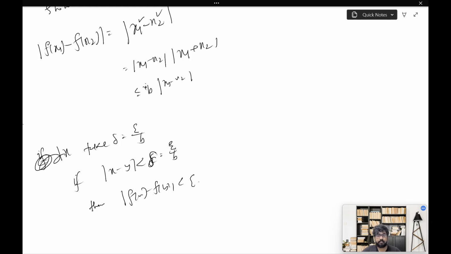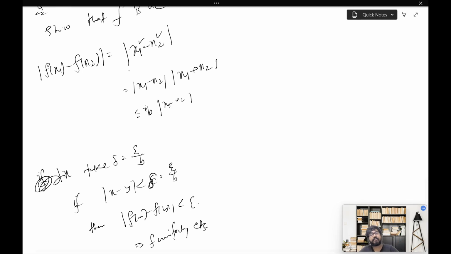Implies what? This implies uniformly continuous. So what we're doing here basically: the first step is |x1 minus x2| times |x1 plus x2| is less than 2b times |x1 minus x2|. So if we take delta equal to epsilon by 2b, then |x1 minus x2| less than delta implies the difference is less than epsilon. So it's uniformly continuous.